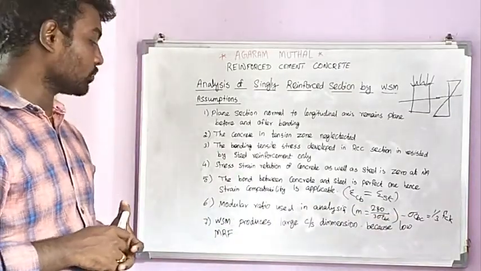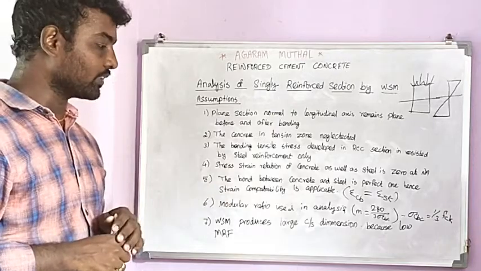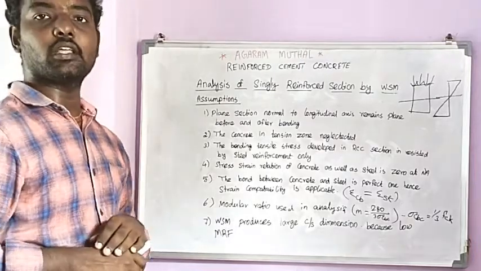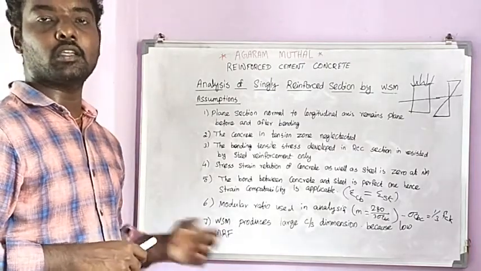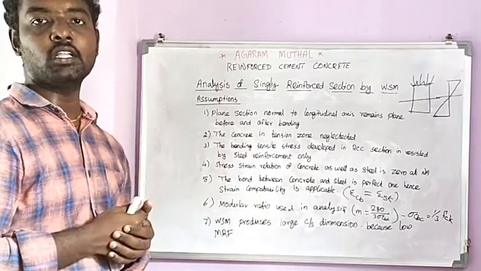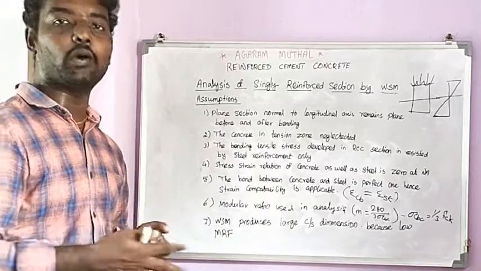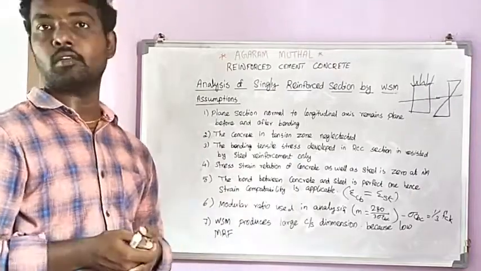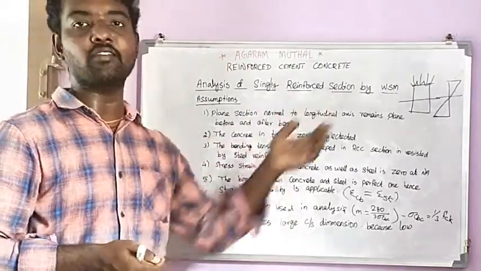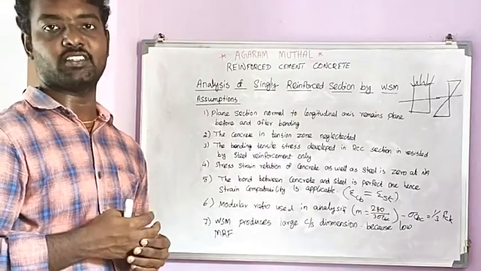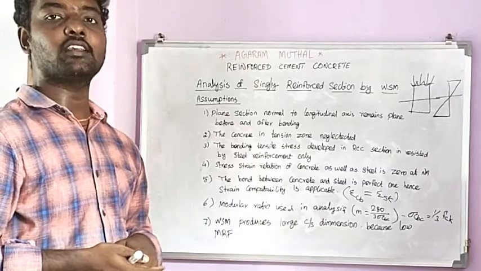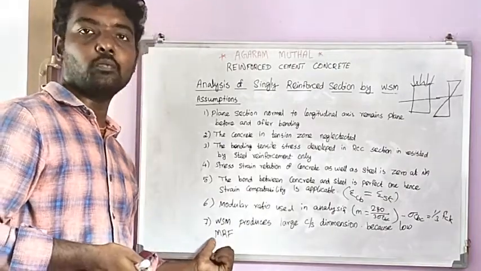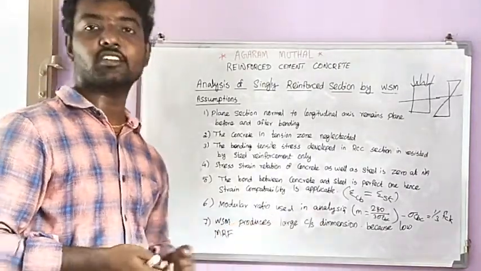Next, the last assumption is that the working stress method produces large cross-section dimensions because it has a low moment resisting factor. The reason is that it has a large factor of safety, so the moment resisting factor gets lower, and then the cross-section dimension gets higher. We saw in the introduction video itself that the working stress method has large depth of sections. This makes the section uneconomical. So the same here: it has a low moment resisting factor, hence the cross-section dimension should be higher.